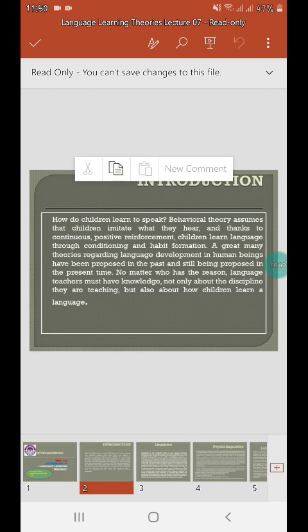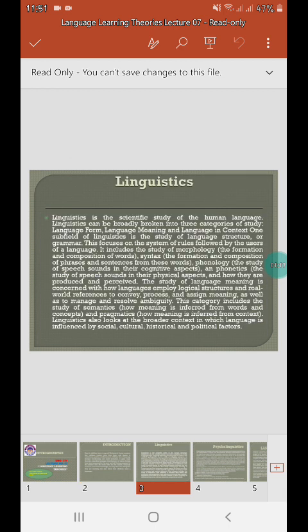A great many theories regarding language development in human beings have been proposed in the past and are still being proposed. In language learning theories, there is the behavioral or behavioristic theory, and the nativist theory. The behaviorist theory is presented by B.F. Skinner, who was an American psychologist, behaviorist, author, inventor, and social philosopher.